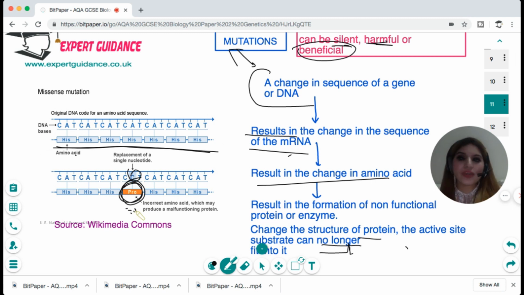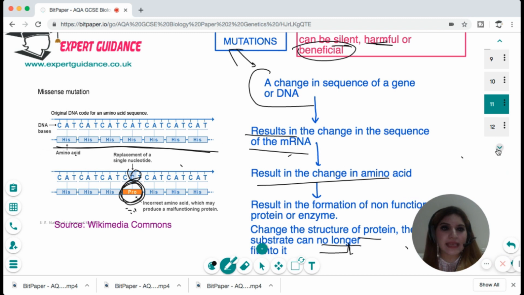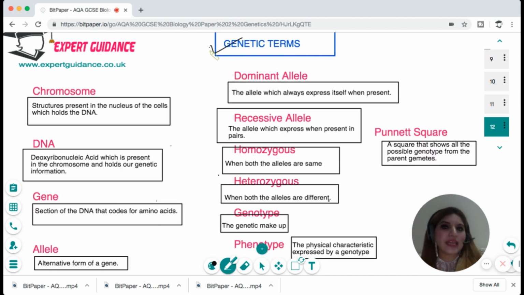So you should know the definition of mutation and what changes a mutation does. That is, it can cause a change in amino acid and a non-functional protein. Okay, and you should be able to explain that in the exam. Next is the genetic terms, because now we are moving on to the genetic process.